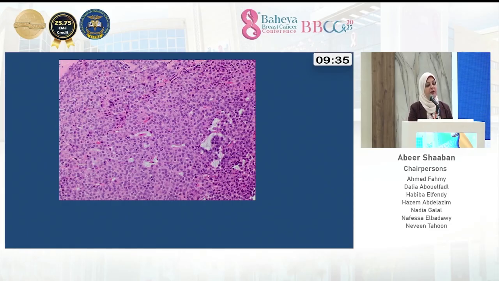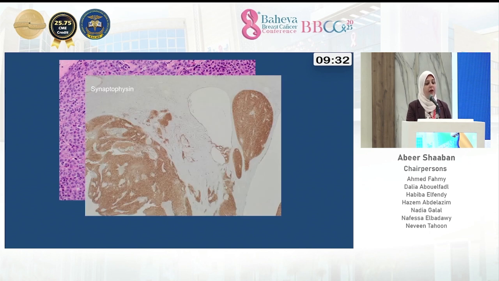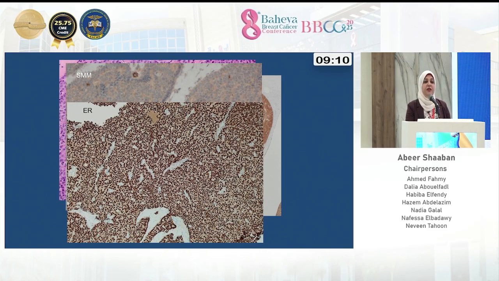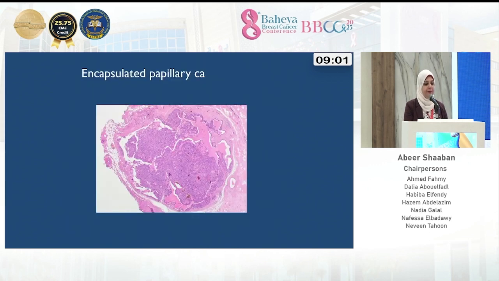You can see the solid papillary pattern. It's usually synaptophysin and chromogranin positive to confirm the neuroendocrine phenotype. SMM negative, can you see it's nothing within it or outside it? So although there is absent SMM, we do not call it invasive disease because it behaves like DCIS. And it's usually ER strongly and uniformly positive. So these are the features that confirm that we're dealing with solid papillary carcinoma.